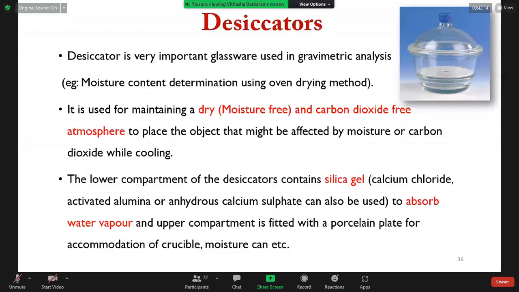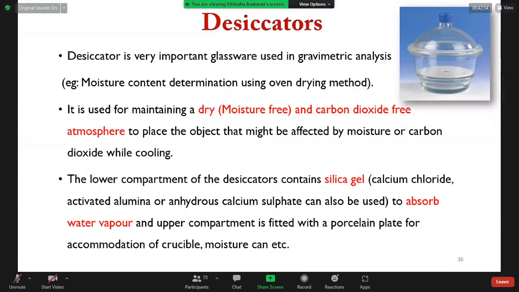So after the removal of all moisture, if you keep it in the outside environment, sometimes the moisture may be regained by the sample from the atmosphere. So you have to place the sample inside this desiccator. If you place the sample inside this desiccator, this will provide a moisture-free and carbon dioxide-free atmosphere. Okay, so that particular sample which has undergone the removal of moisture will not regain the moisture if you keep it in the desiccator.